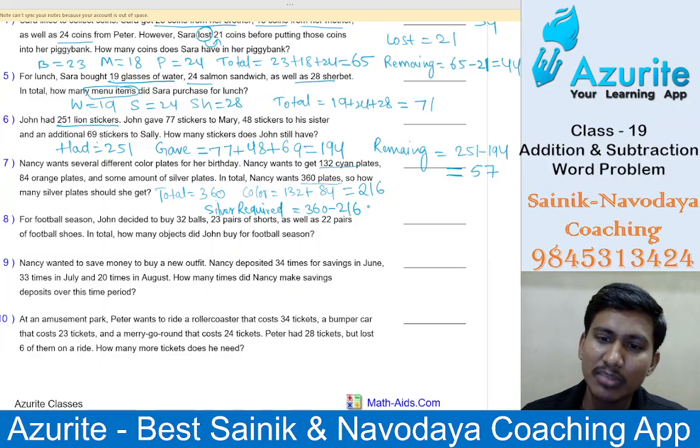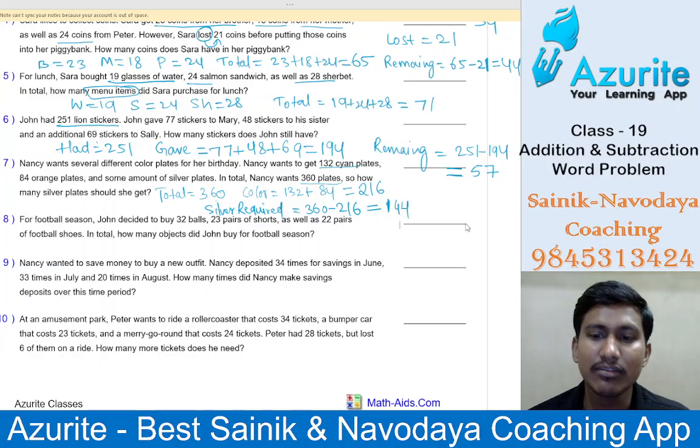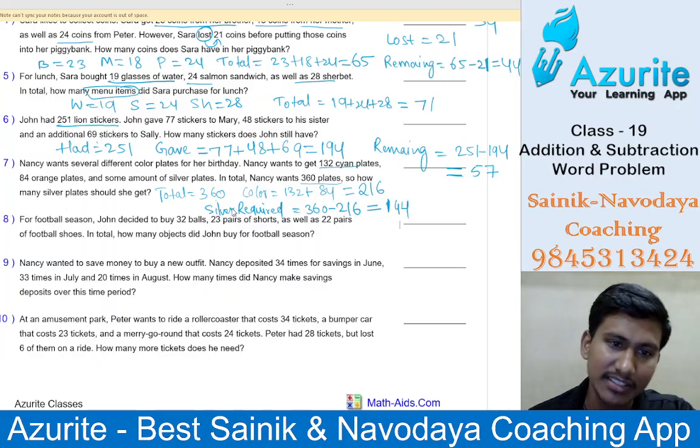So it will be how much? Yes, 360 minus 216. So 100 and how much? That is 144. 144 will be the required silver.